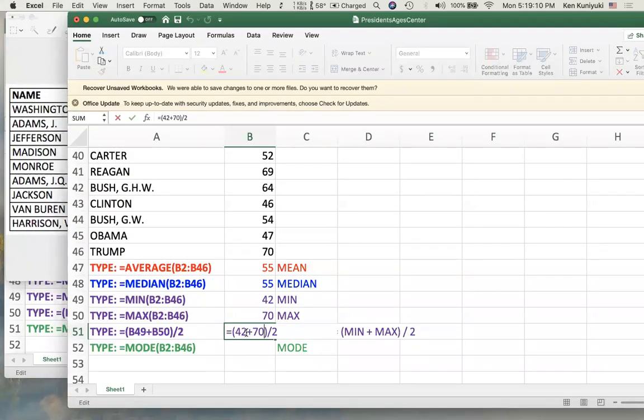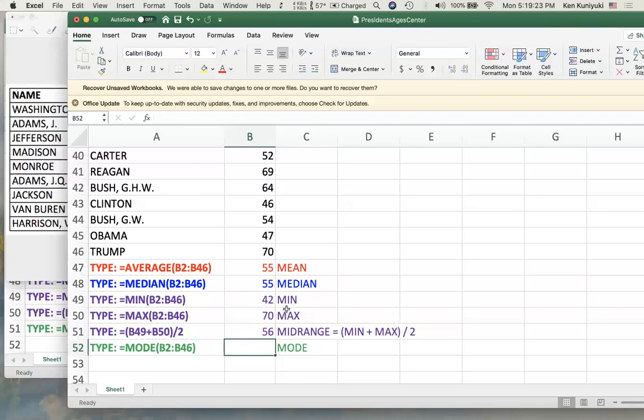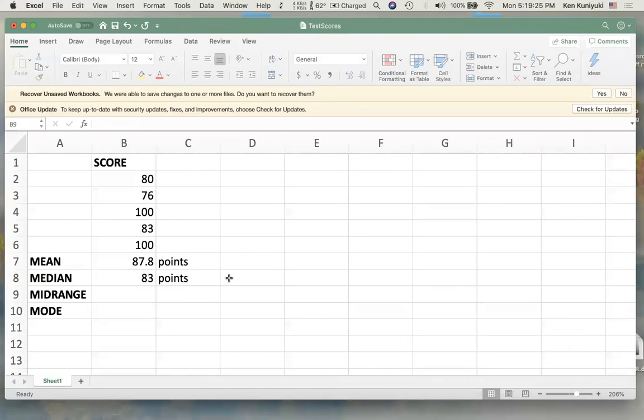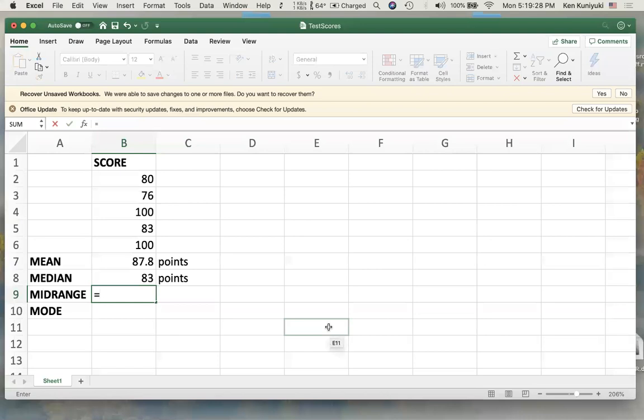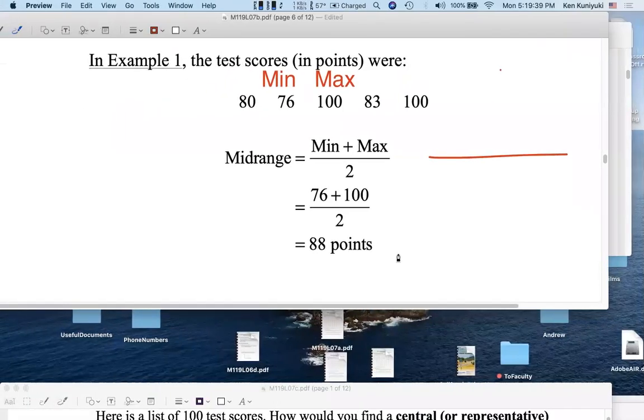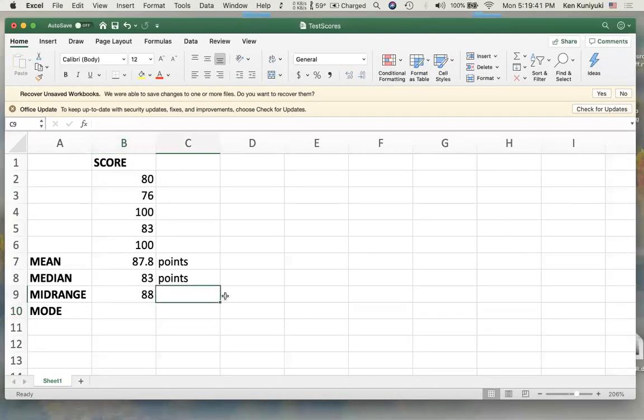You could combine everything all at once. You could say, it's the min of B2 to B46 plus the max of B2 to B46 all over 2. Do it in one fell swoop. You don't have to do these separately. Okay. Likewise, over here, mid-range equals the min from B2 to B6 plus the max from B2 to B6. That's all divided by 2. 88 points, as we saw in our example here.